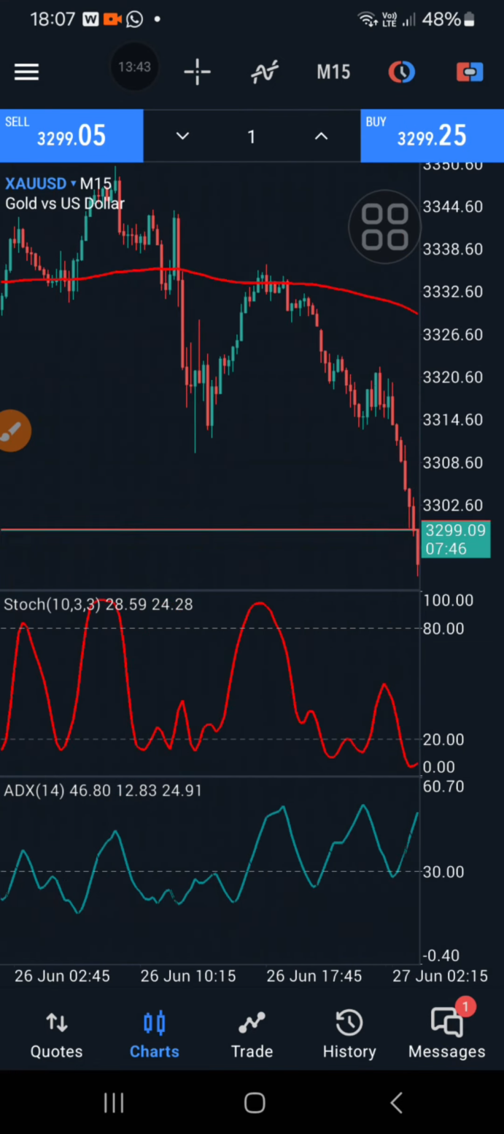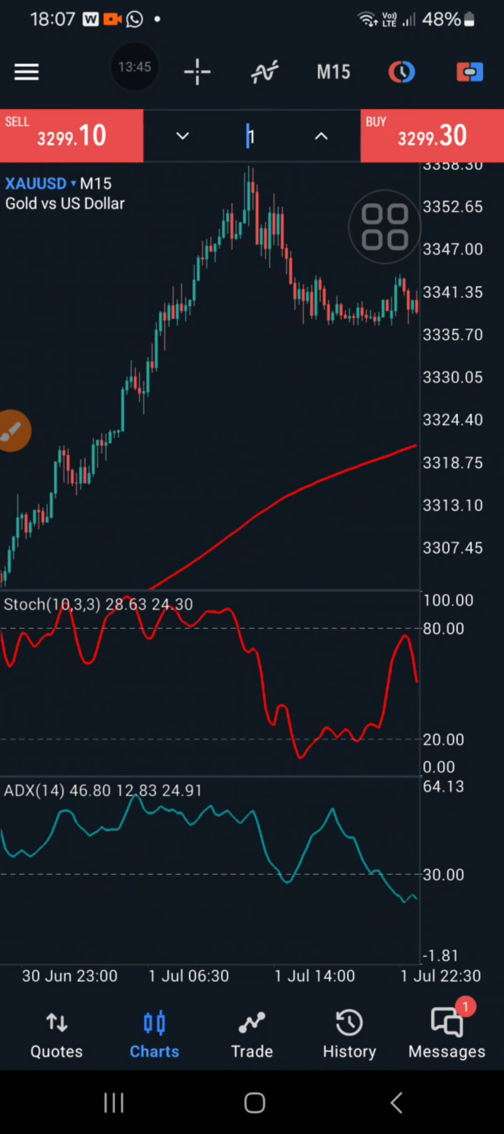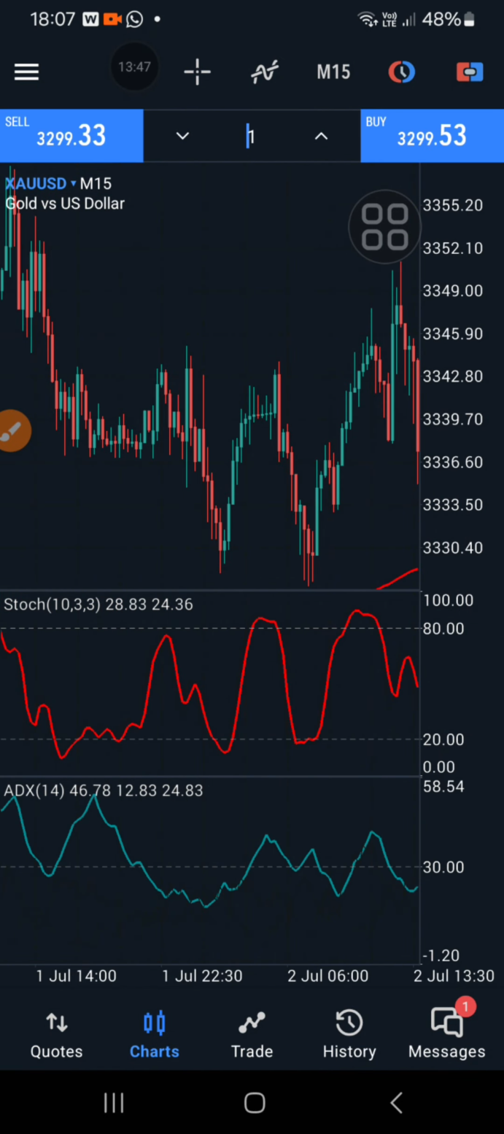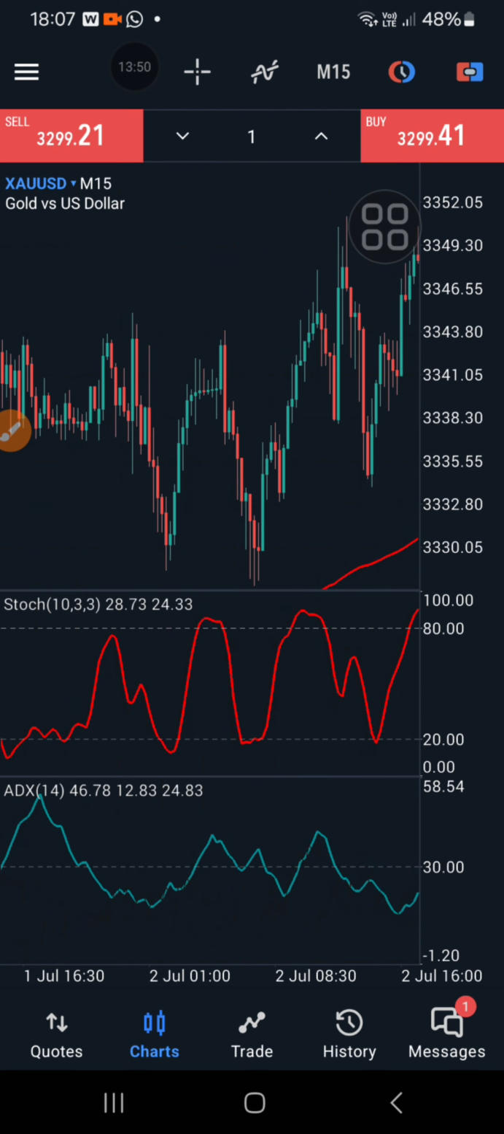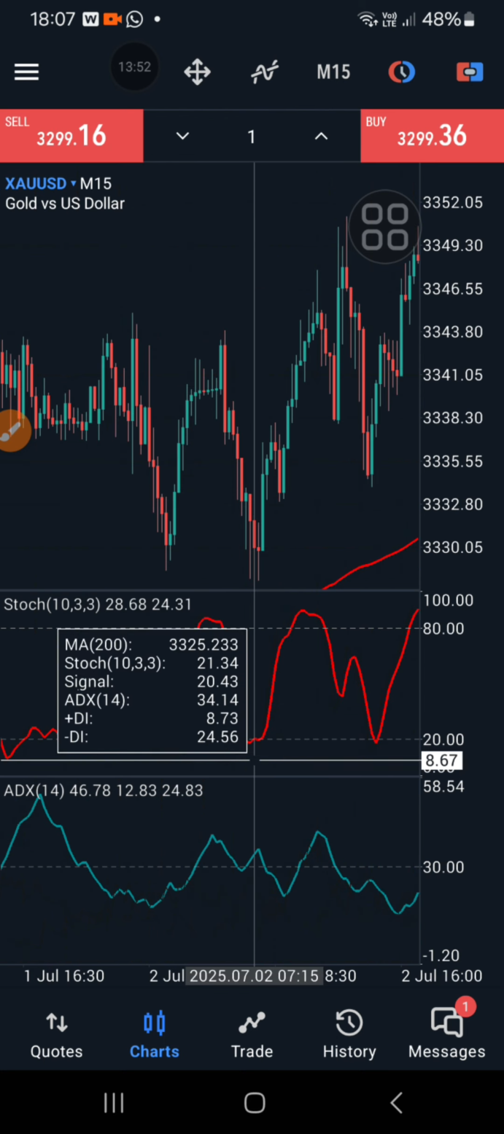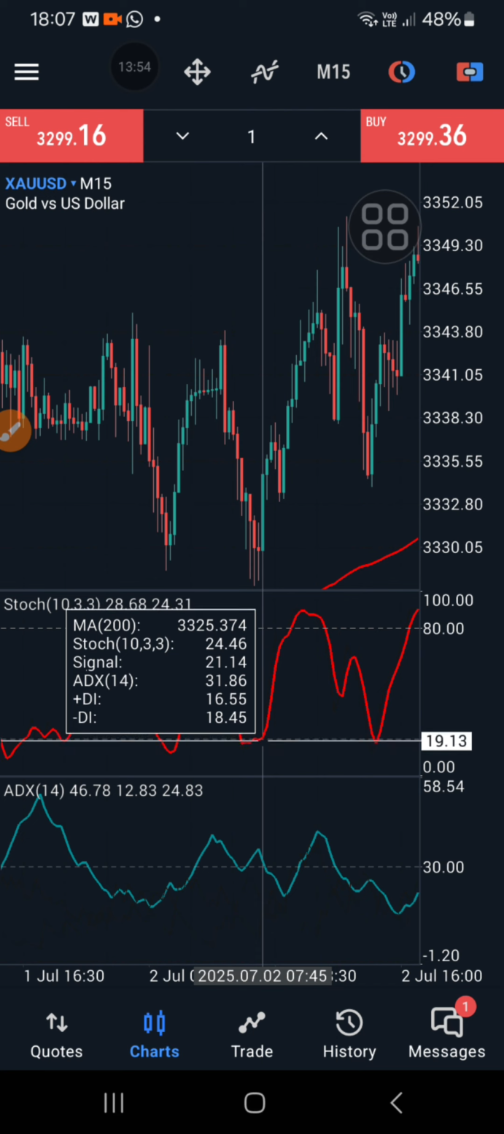Gold, I think for the current period, it has been moving down for some time, so maybe that can affect. Okay, let's just check here. We had price here crossing above the 20 level again, yes.